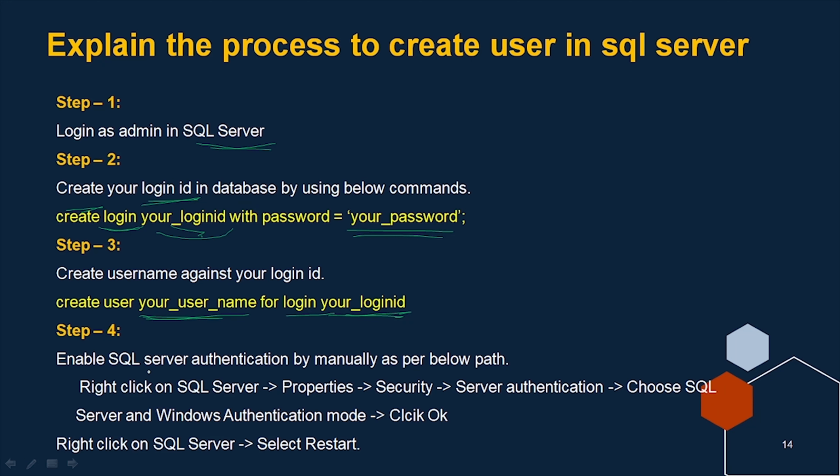Then the last step, we need to enable SQL Server authentication mode by manual process. For that case, you need to follow these steps. Right click on your SQL Server, then after property, security, then choose the server authentication. Next we have to choose SQL Server and Windows authentication mode. Then after click on the OK button. Then after you need to right click on SQL Server and restart your server once. Then after we can use this login information for the authentication in your SQL Server.